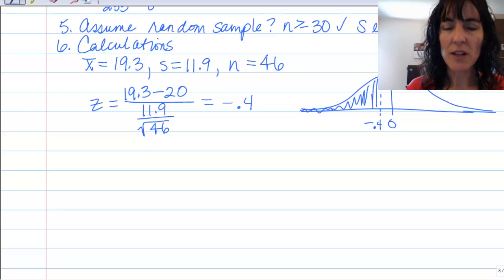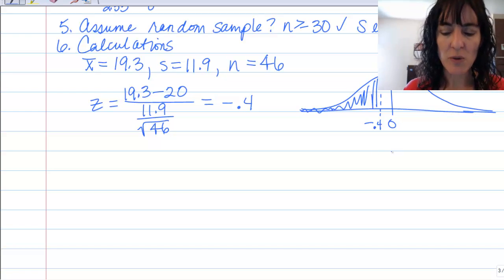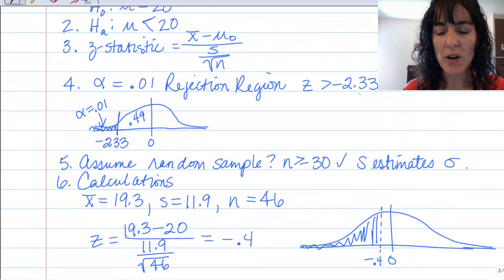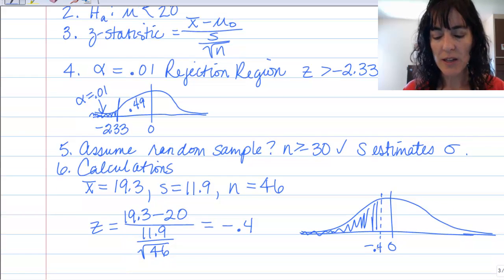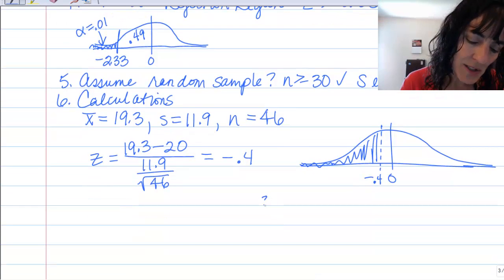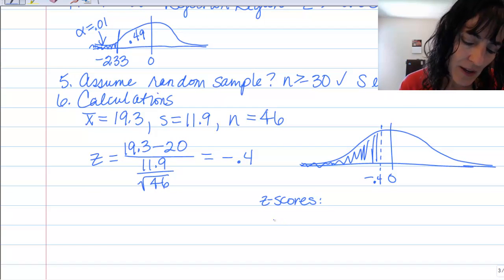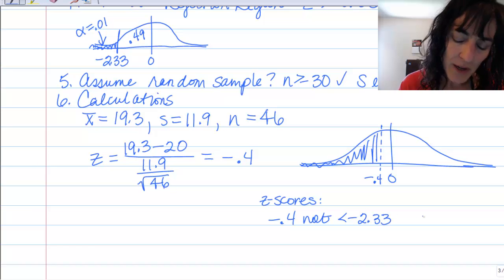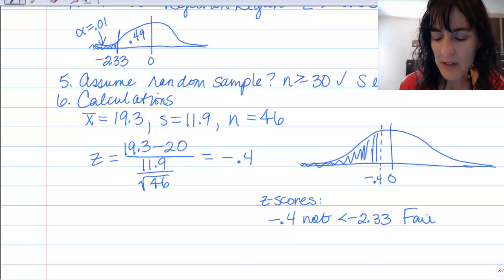But let's take a look at the rest of what we would need to do here. So our rejection region says that if z is less than negative 2.33, then we'll reject, and it is not, so we won't reject for that reason. So if we're looking at just z-scores, then negative 0.4 is not less than negative 2.33, so we're going to fail to reject.